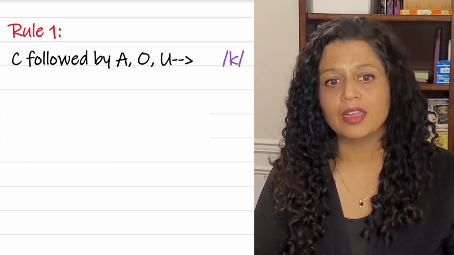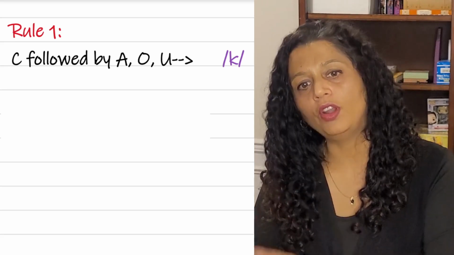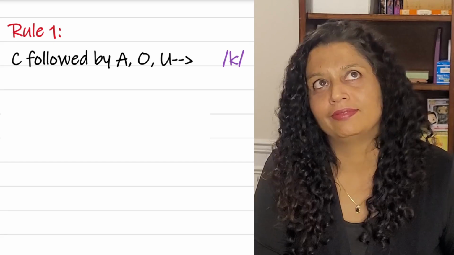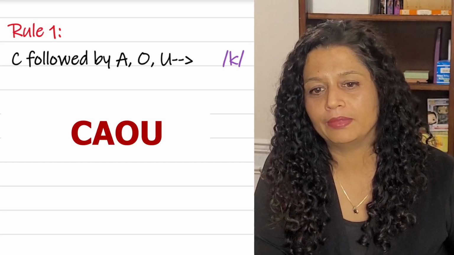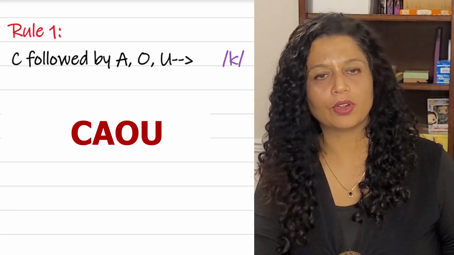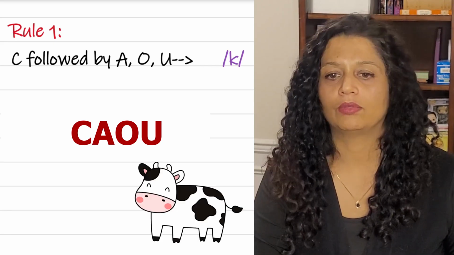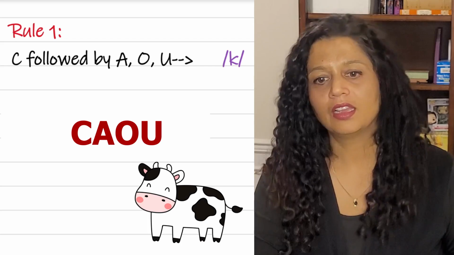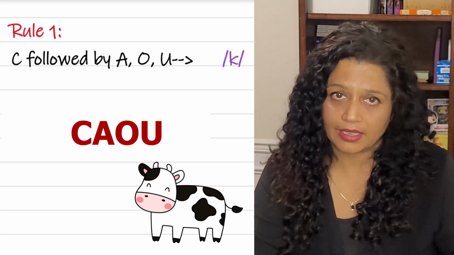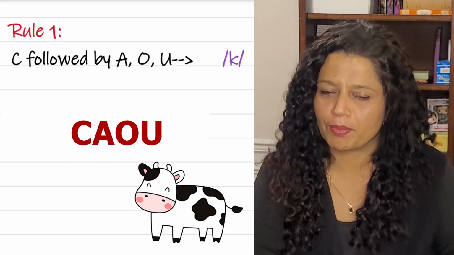That is rule number 1. C followed by A, O, or U makes the k sound. And I like to remember it using this combination. And I tell myself it sounds like the word cow, right? And in cow, C makes the k sound. All the vowels in the word cow written like that make the k sound. Okay, I don't know, it just helps me remember it.